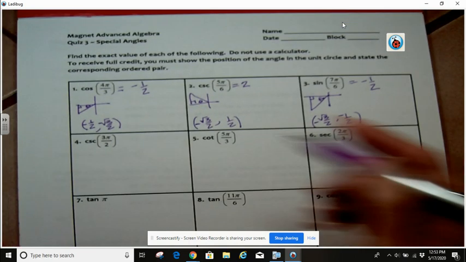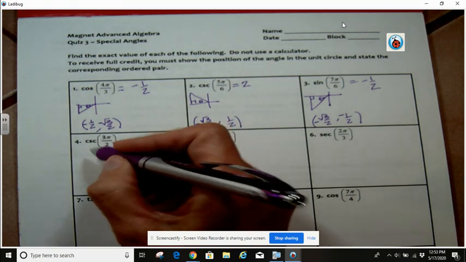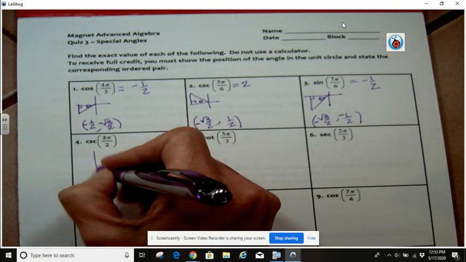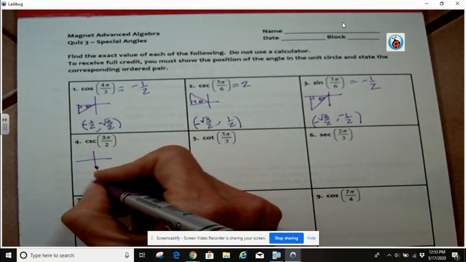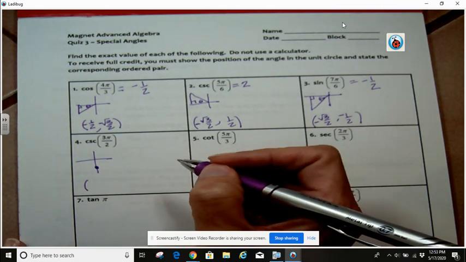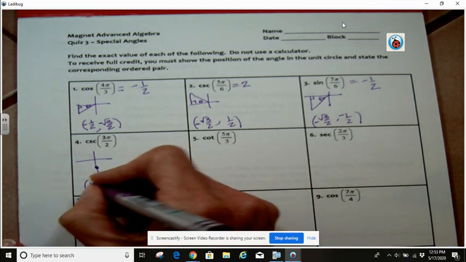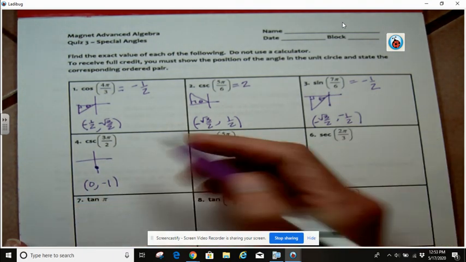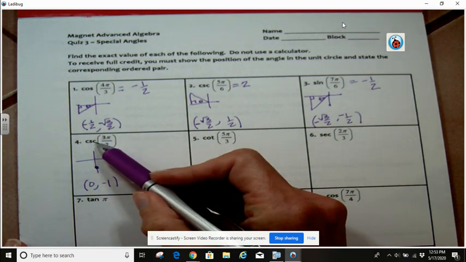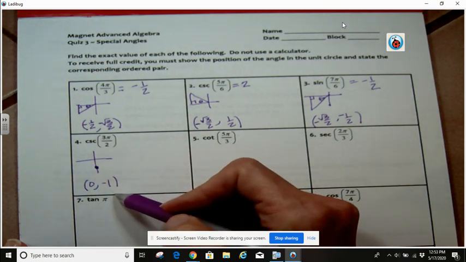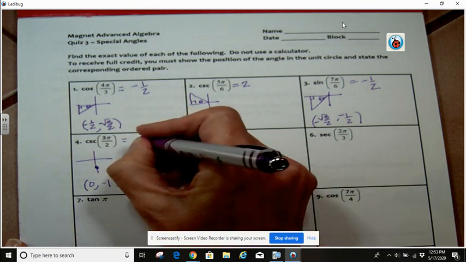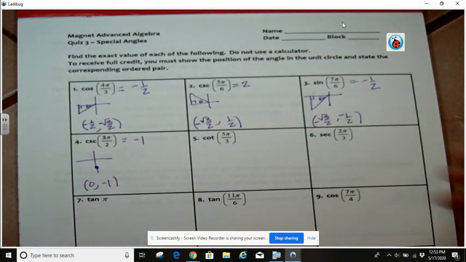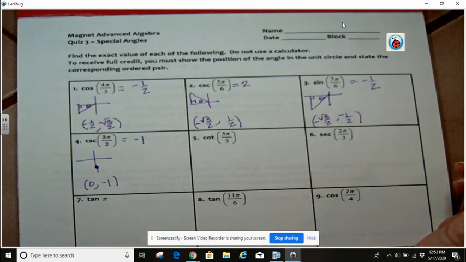Number 4, 3 pi over 2. That is not in a quadrant. That is one of your axis angles. It is the negative y-axis, so no triangle. You just plot it on the negative y-axis. The ordered pair, because the unit circle has a radius of 1, is 0, comma negative 1. Cosecant is the reciprocal of sine. Sine is the y-coordinate, so we need the reciprocal of the y-coordinate, and the reciprocal of negative 1 is still negative 1.